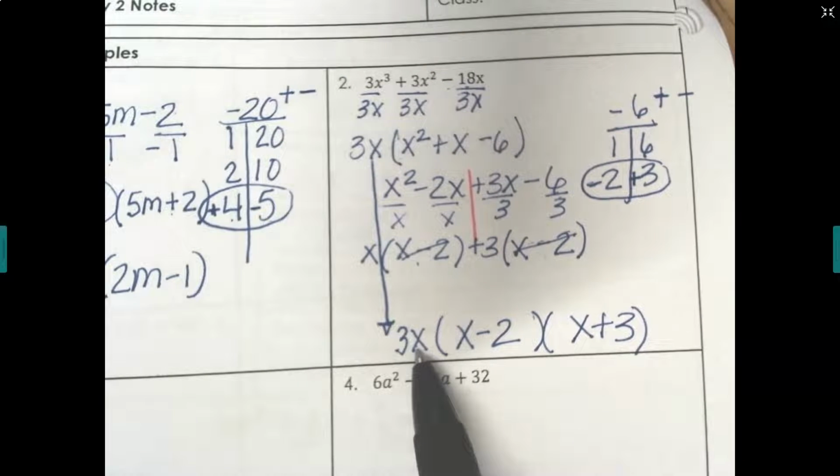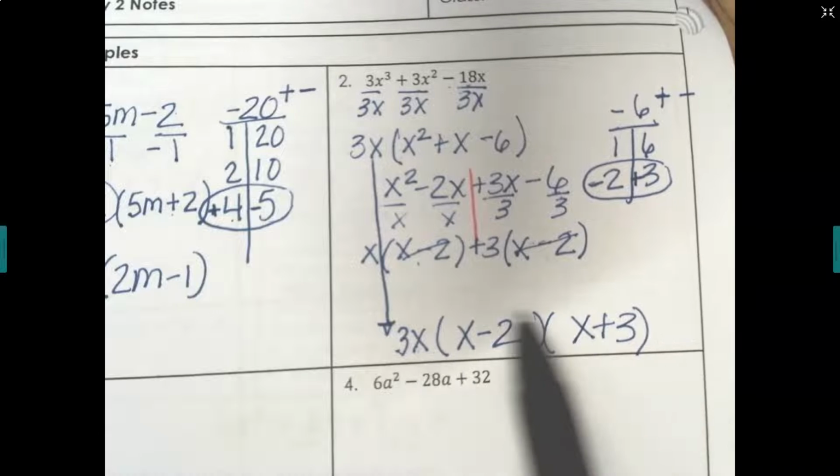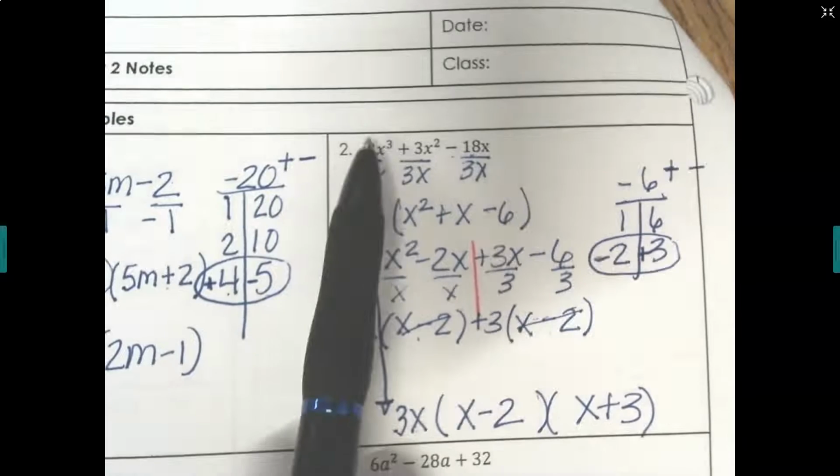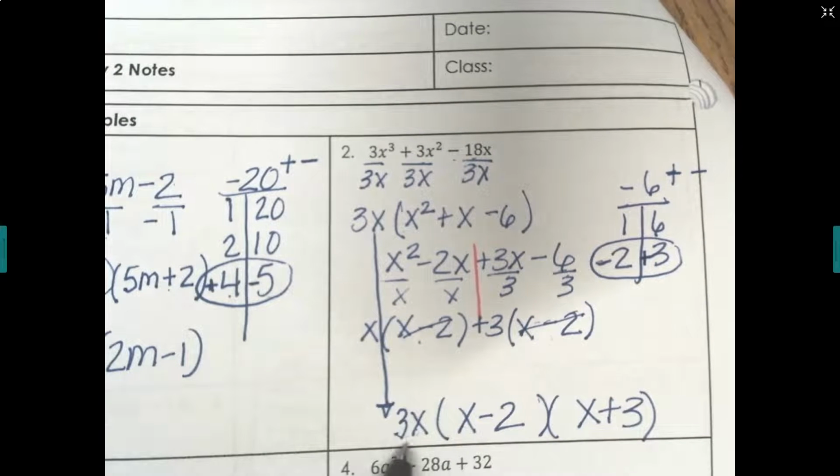But this 3x has to be part of the answer because we have to be able to multiply this whole thing back together and end up where we started. So if we don't include this in our answer, we will not have the same result when we multiply. Let's try it again.